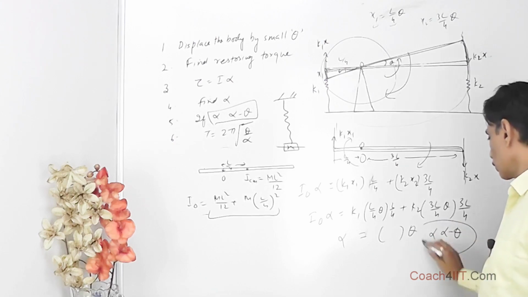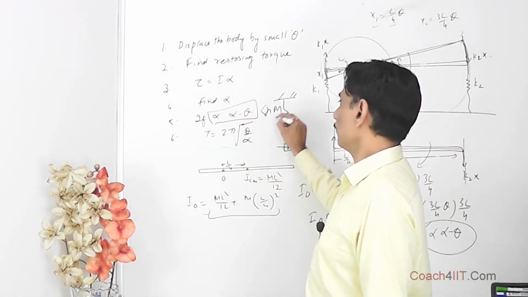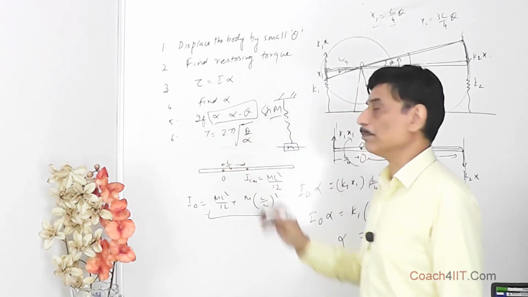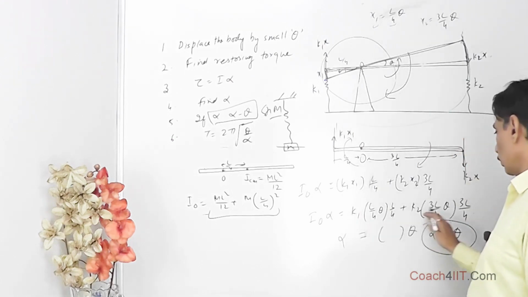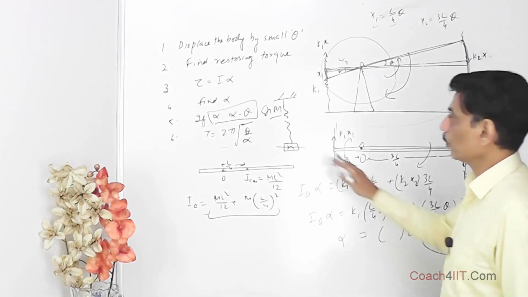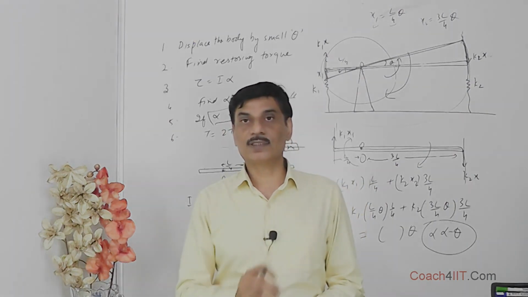So if alpha is proportional to minus theta, we can very well say that this is SHM. If this is SHM, we can use the time period T equal to 2 pi under root theta by alpha. We can rearrange from here what is the value of theta by alpha. We can put it in this and we can get the time period for the small oscillations in this case.